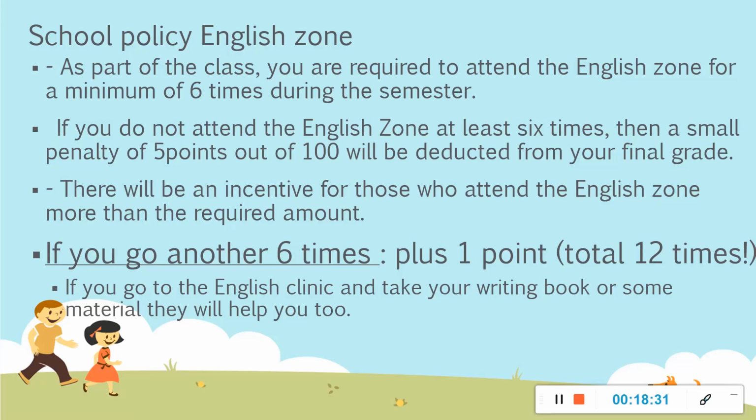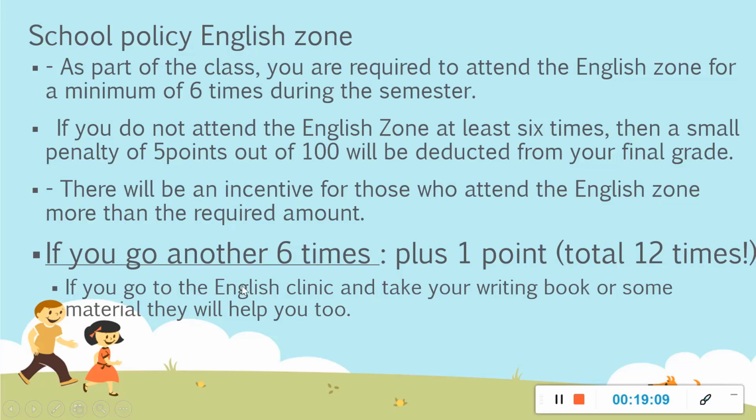Now, the idea is you have to go 6 times during the semester. If you do not attend the English zone at least 6 times, then there'll be a penalty on your final grade, which is -5 points. If you go to English zone lots of times, an extra amount of times, you'll get a bonus point. So 6 is the minimum, and if you go another 6 times, that's 1 extra point. So a total of 12 times, you'll get 1 point extra.